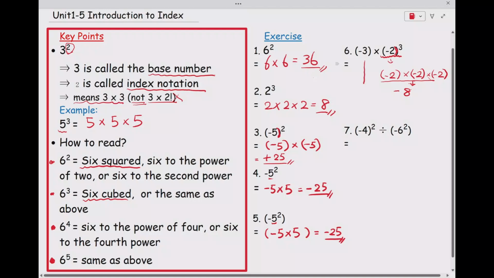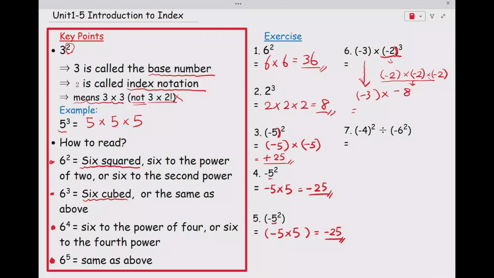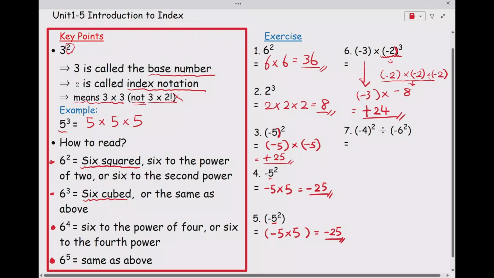Now, going back to the original equation, bracket minus 3 times bracket minus 2 to the third power. And now we know that bracket minus 2 to the third power is minus 8. So the final equation is minus 3 times minus 8. The sign of the answer would be a positive, because there are 2 minuses, an even number. And then, the number would be 3 times 8, which equals 24, and therefore the answer would be plus 24.